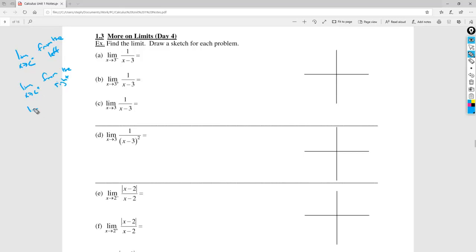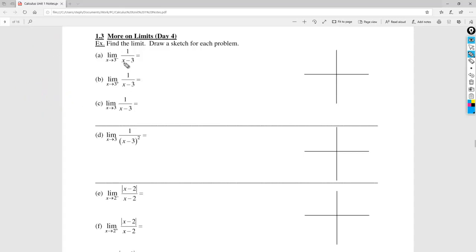And remember, if there's nothing there, that means both. Okay, so from the left and from the right. And again, if those do not equal, then we have a problem. Then the limit doesn't exist. Alright, so let's go through our first example.